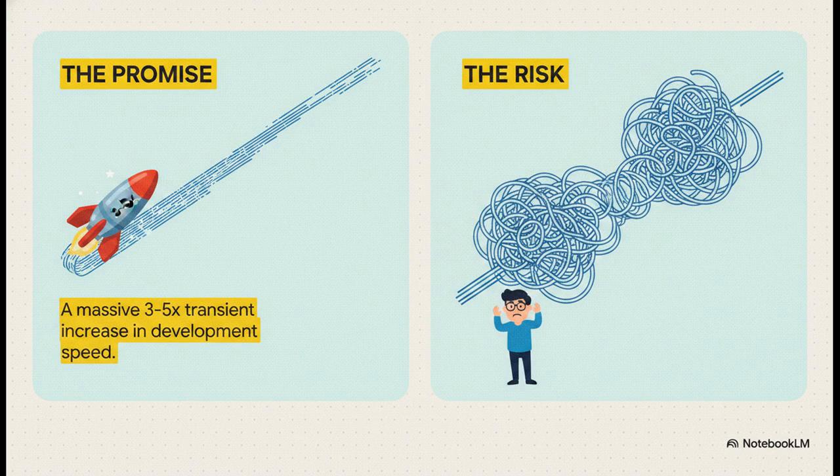And this right here is the core dilemma of this third era. On the one hand, you have the promise of a massive 3 to 5 times increase in development speed. I mean, that's huge. But on the other hand, there's a very real risk. That very same speed can lead to a mountain of technical debt and a codebase that becomes a total nightmare to maintain down the road.